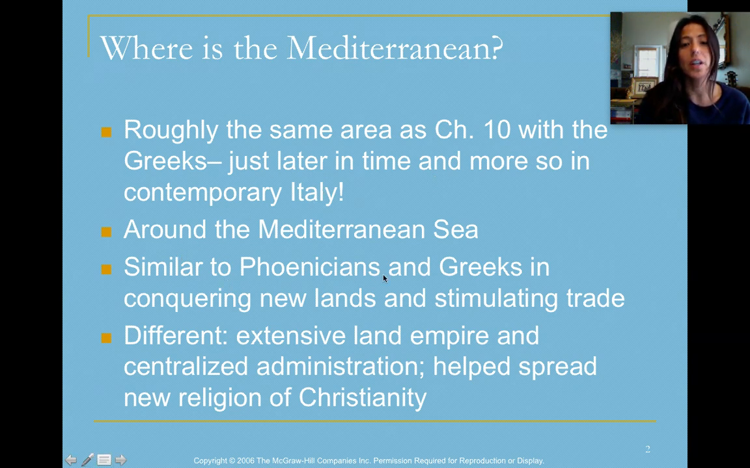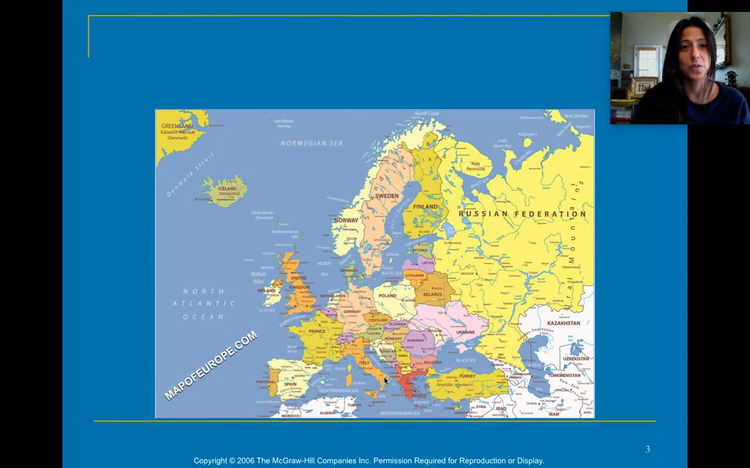The Romans are going to be similar to the Phoenicians and Greeks in that they're also going to conquer new lands and stimulate trade, but a big difference is that ultimately the Romans are going to create an extensive land-based empire and centralized administration. They're also going to help spread a brand new religion that many of you are a part of, or have heard of, or have friends that participate in, and that's Christianity, so it's very exciting.